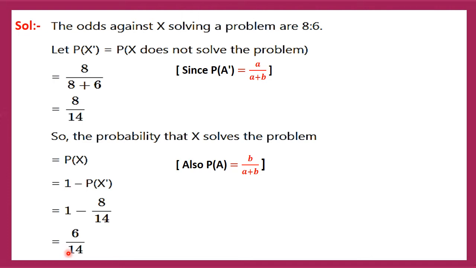Otherwise you can use this way also. P of x dash is already calculated, then we can use that to find P of x. Normally complementary probabilities are obtained this way. If P of x is given, then we can find P of x dash as 1 minus P of x, and if P of x dash is given, then we can find P of x by using 1 minus P of x dash. Or you can use this formula, P of x is equal to b by a plus b, that is 6/14.